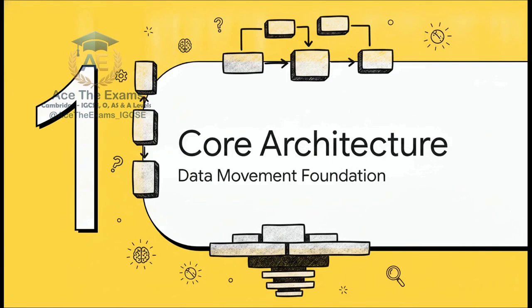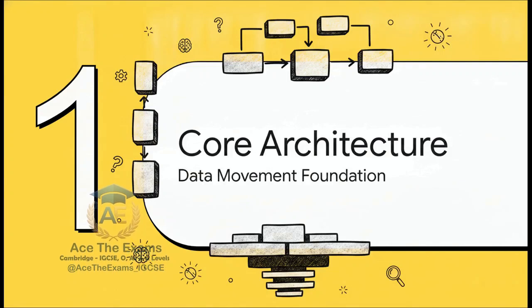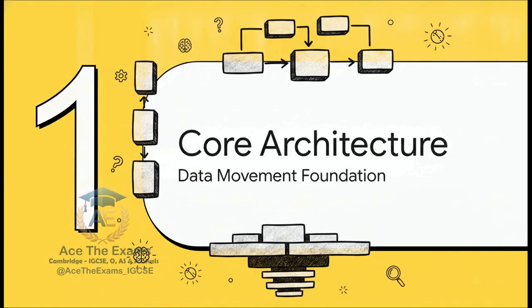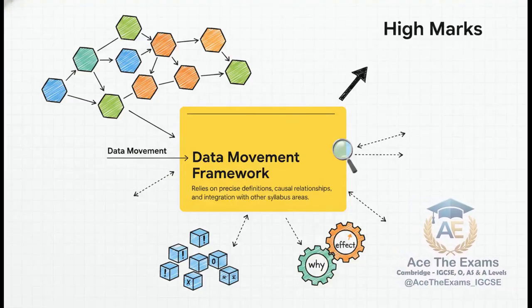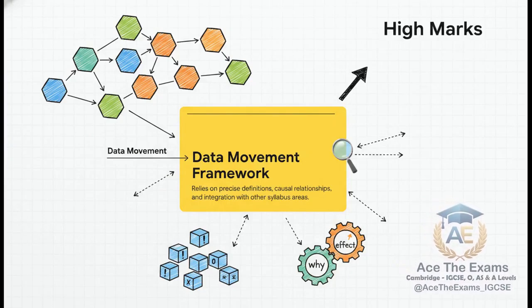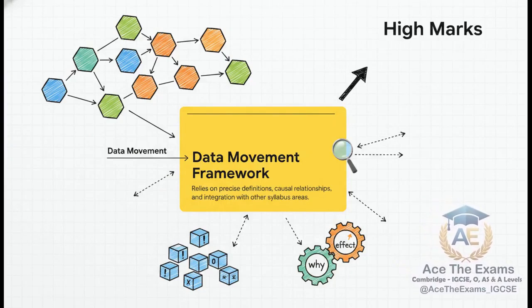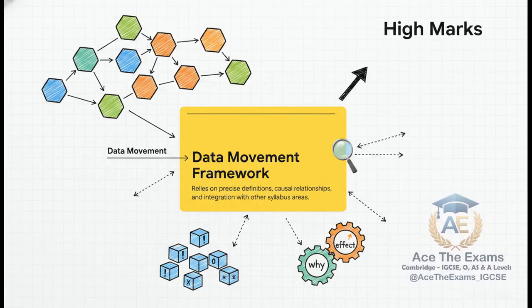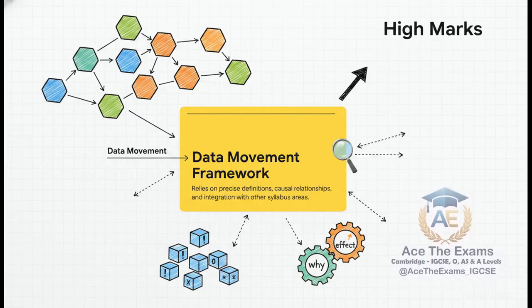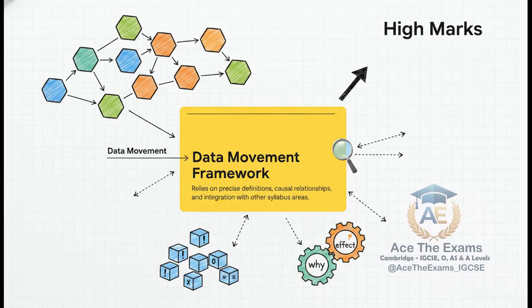Section 1. Core Conceptual Architecture, the foundation of data movement. Let's start with our first mission objective, understanding the theoretical architecture that examiners are actively hunting for when they grade your paper. So the absolutely crucial point here is that top-tier students achieve significantly higher marks simply by referencing cross-topic connections within this framework. You see, the data movement framework isn't just about memorizing what an instruction does. It relies on precise definitions, causal relationships, and integration with other areas of the 9618 syllabus.